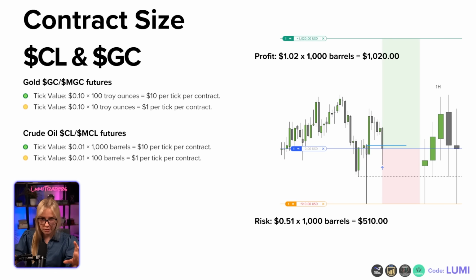So here's a CL trade. As you can see, I want to risk 51 cents, which with one mini contract will be $510. I want to make twice more, which is 2R. At this point, I need to make $1, and a $1 move with one mini contract will be $1,000.